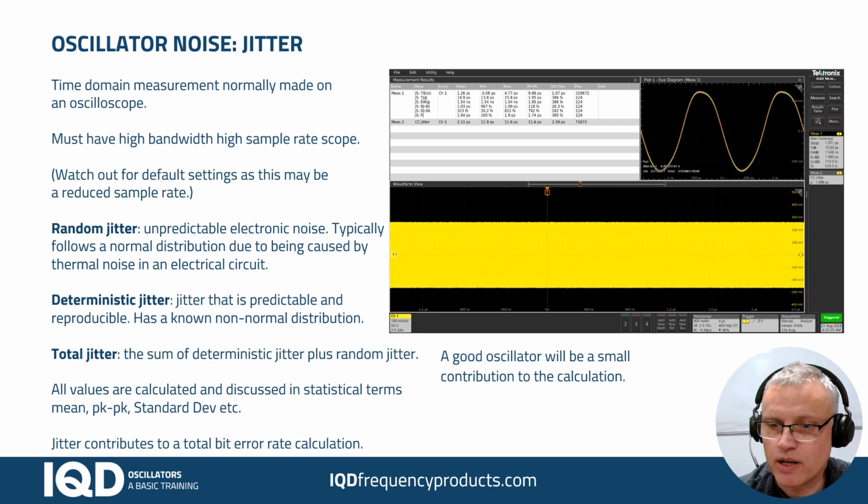Jitter is used by our customers because often in a digital system one is trying to calculate a total bit error rate, and a good oscillator will reduce the jitter contribution within the whole system. So if we can get the oscillator jitter lower, then everything else's jitter will be lower, and so the total bit error rate will be improved. That's the objective here.